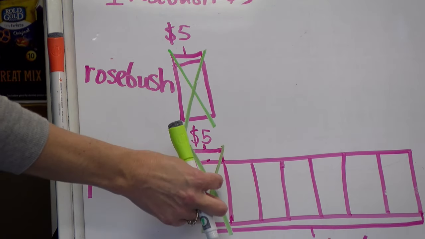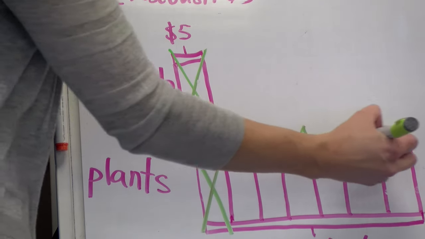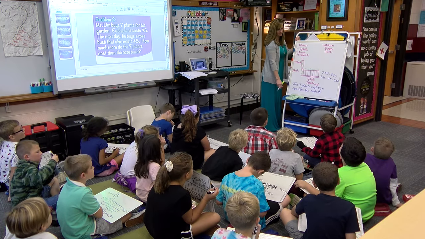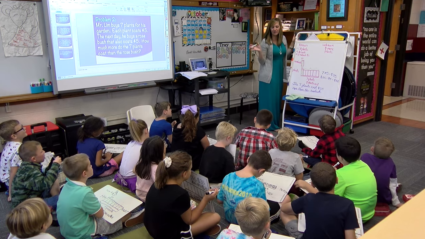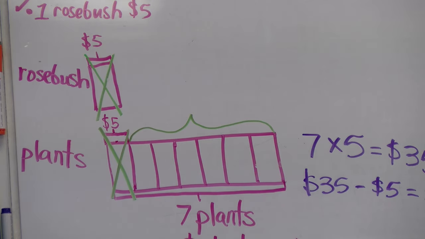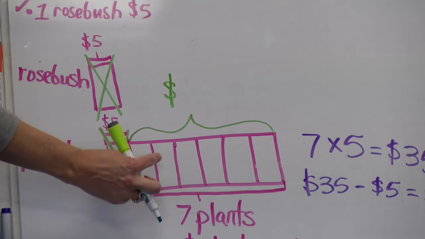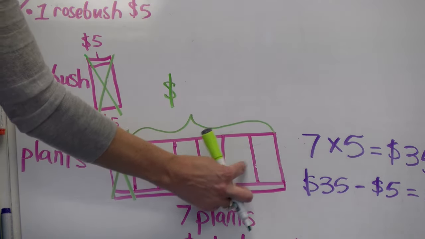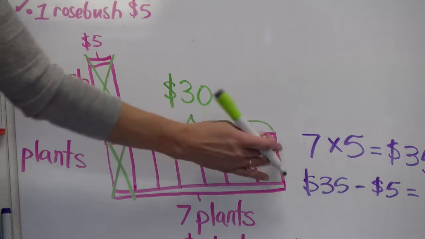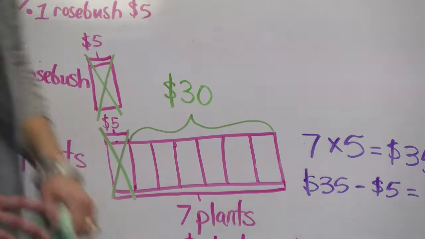Okay, so the rose bush costs as much as one plant, correct? What do I have left? The cost of 6 plants. Now I see it. Oh my goodness. Some of you are thinking, that made no sense to me. And you know what? That's okay. We're going to keep practicing, and eventually I'm hoping that you'll start to see some things like this. Count by 5 6 times. 5, 10, 15, 20, 25, 30. So 6 plants cost $30. $30 is how much more the plants cost than that rose bush.